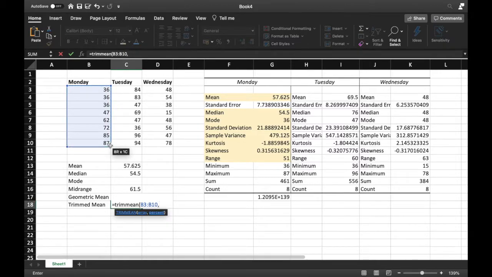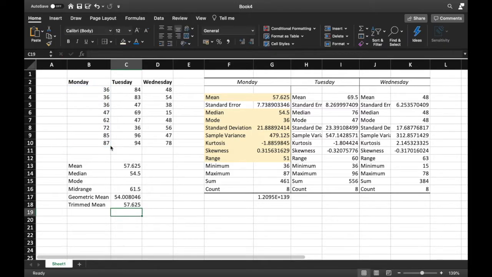And then for trimmed mean, equal to TRIMMEAN, open parenthesis, and then you highlight the numbers again, comma, and how many percent would you like to trim off from the whole data set. So let's say we want to put here 10%, and it will give you a 57.625 answer.